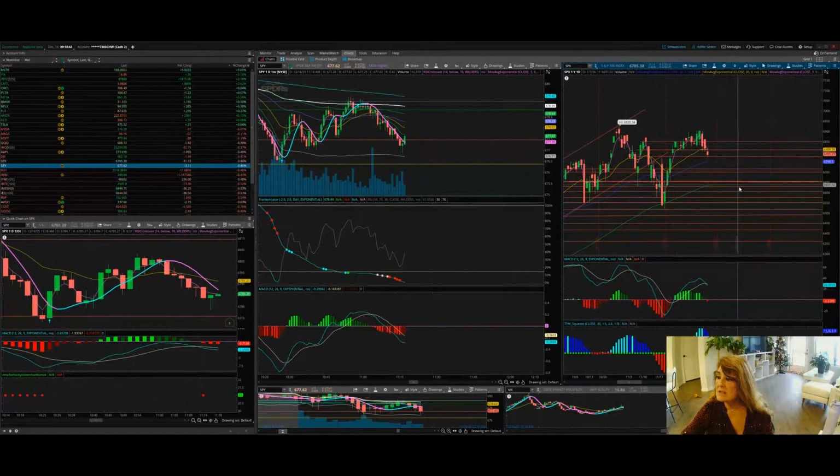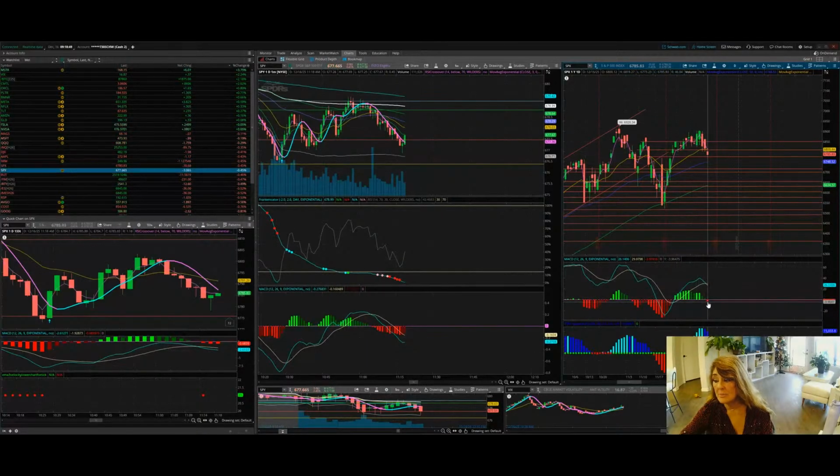Is this thing going to continue to curl down? We do, like I said, have the MACD rolling over. That is really something to be aware of. It may continue down. Are we going to get the Santa rally? It's starting to look questionable.